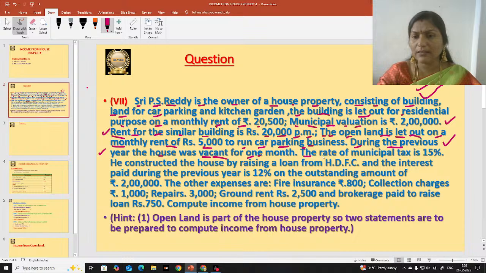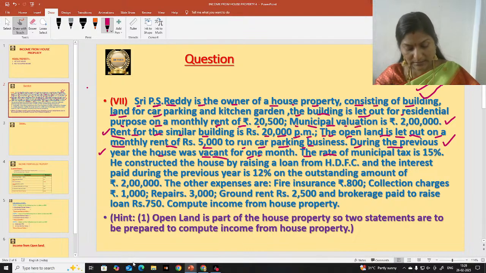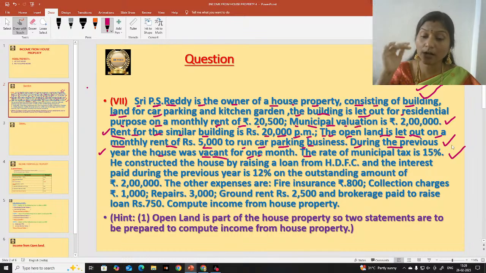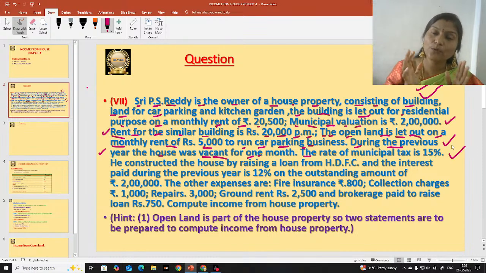Next, the rate of municipal tax. So the rate of municipal tax is how much? 15%. The municipal taxes percentage is given. We should always calculate that 15% municipal taxes percentage on MRV. Then we will get the municipal taxes amount. Okay.